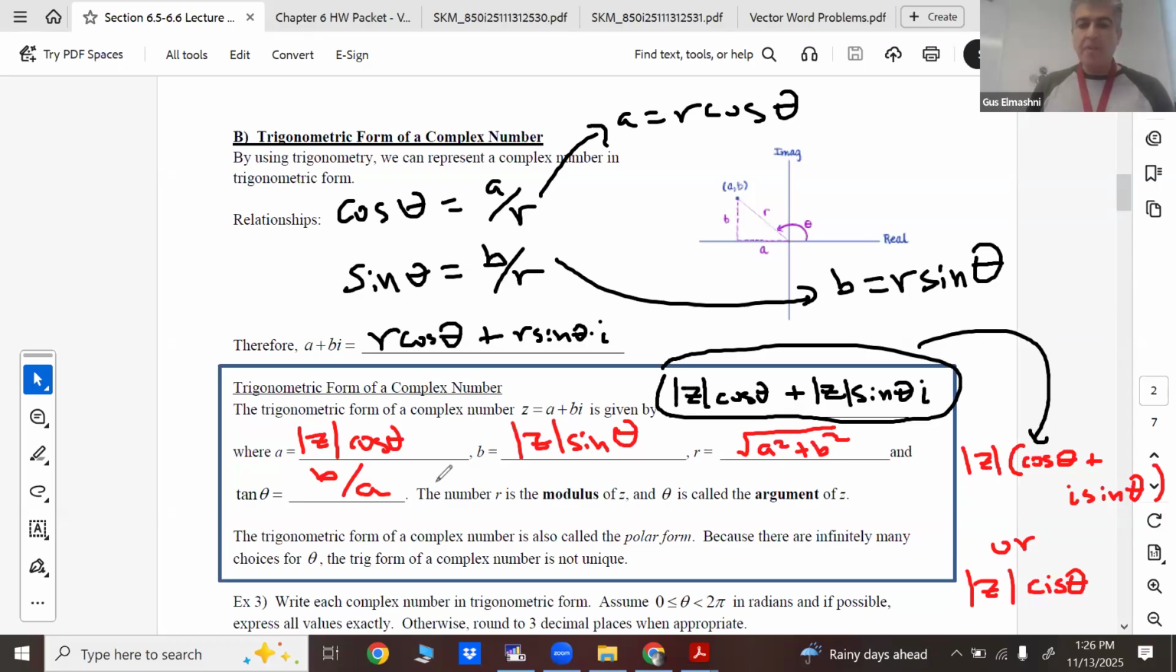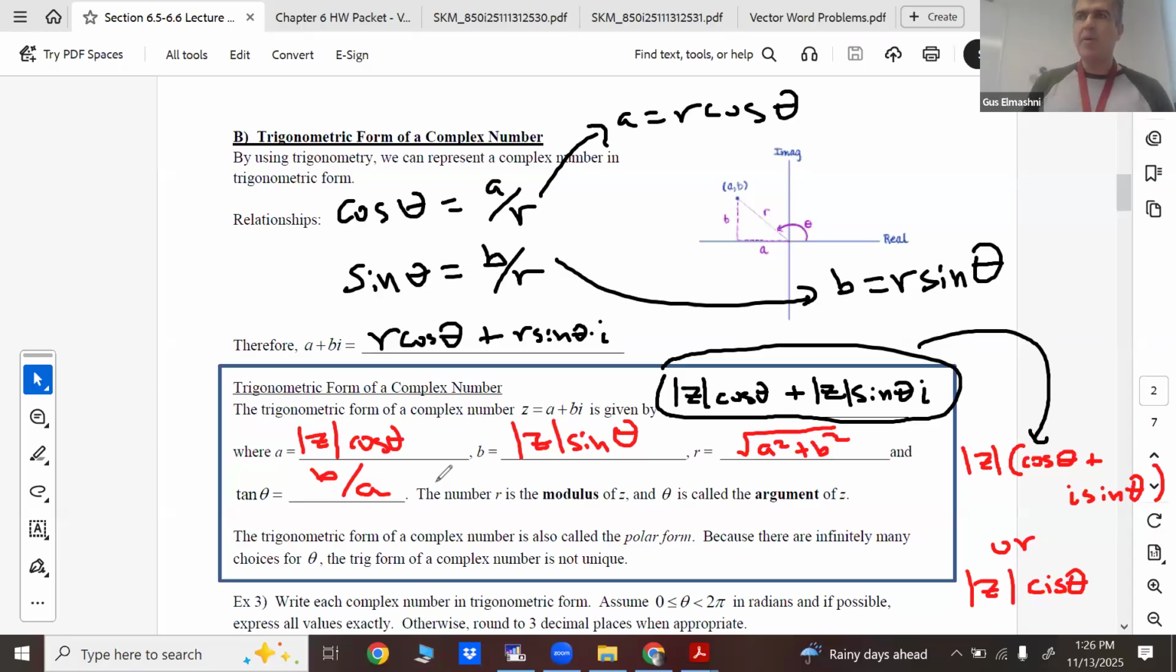So we call it the modulus of Z, meaning the magnitude of Z is R. It's called the modulus, some fancy name. I don't care. It's called the argument of Z. I don't care. So in a way, it's a polar form. And there's going to be several ways we can express this because there's several choices for theta. We'll talk about that later.